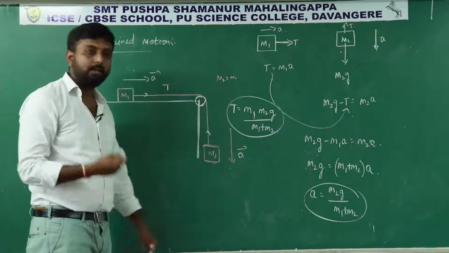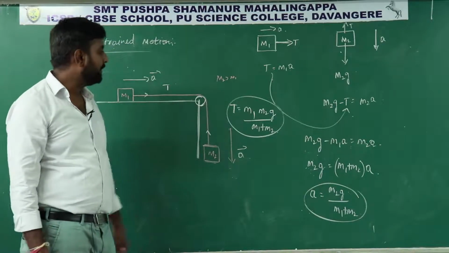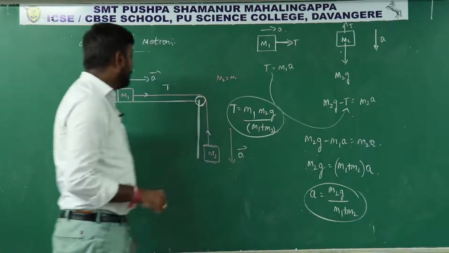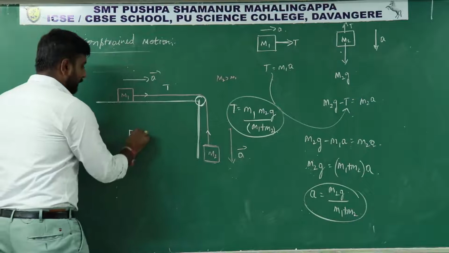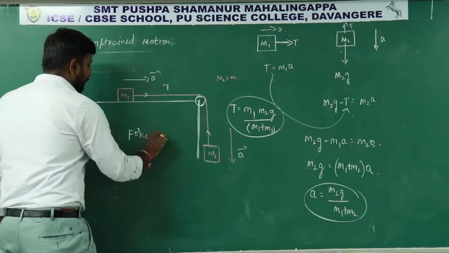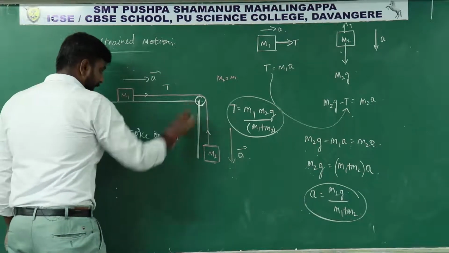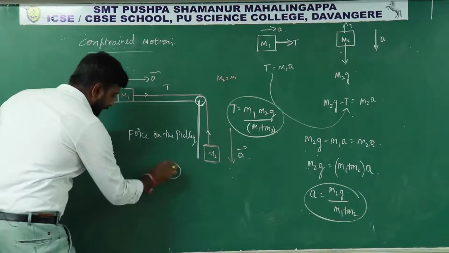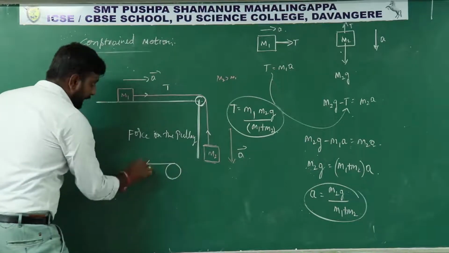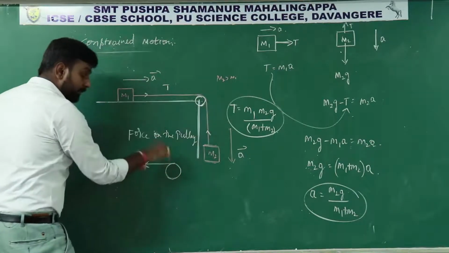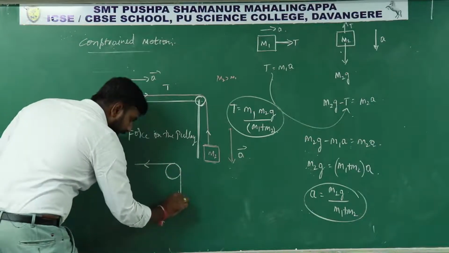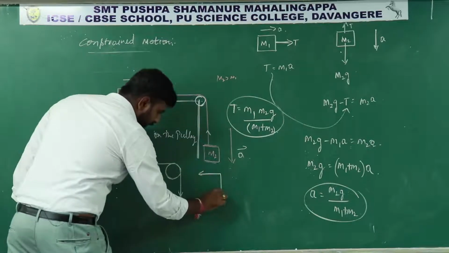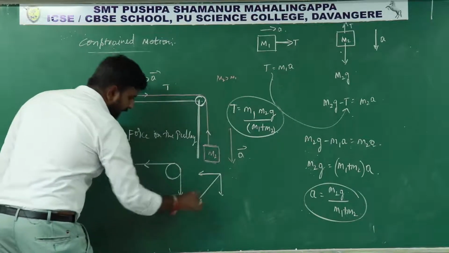This is the value of tension in the string: m1 m2 g divided by m1 plus m2. And then here we can also find the force on this pulley. I can write it like this: one tension force acting in this direction, and another force acting in this direction. This is the force on the pulley I am representing. That means this is one vector, this is another vector, and this is the resultant vector, right?